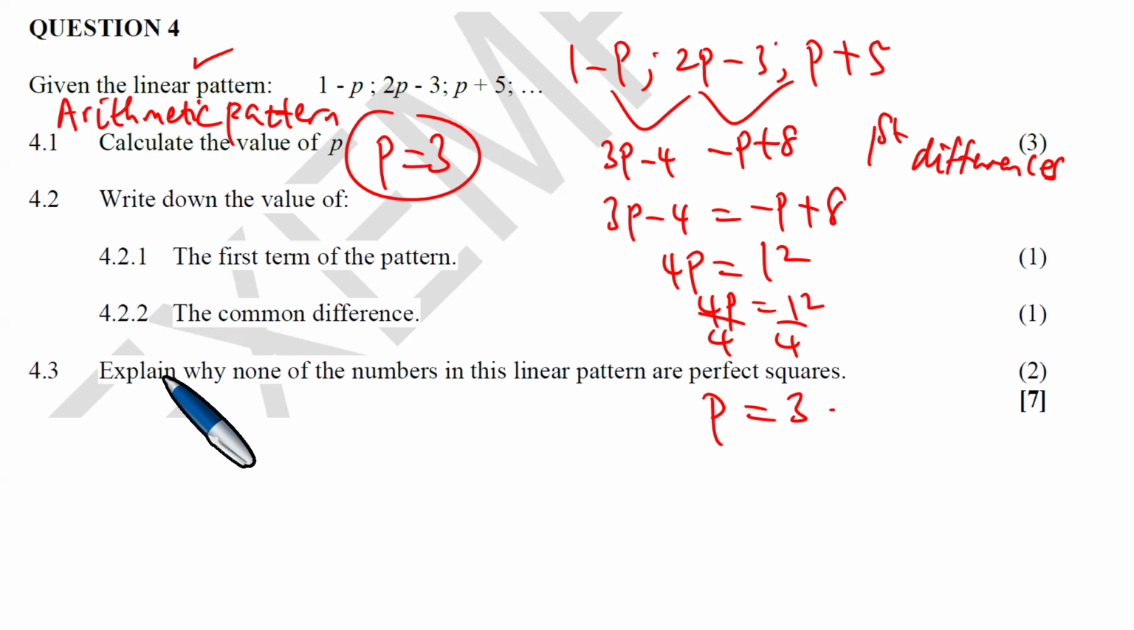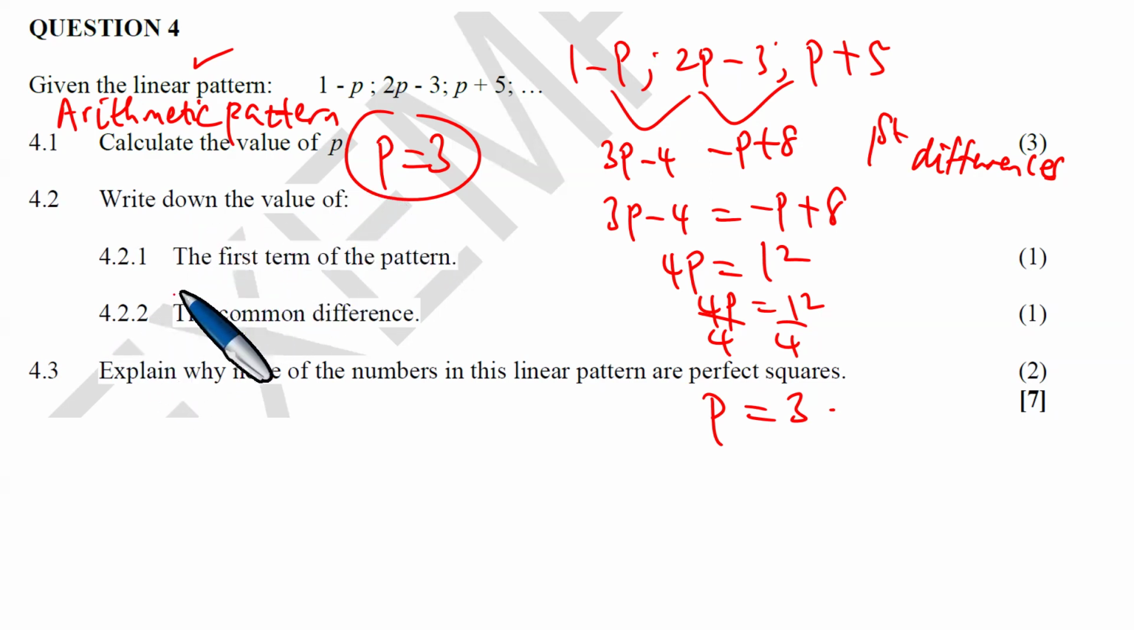All right, so we continue. Obviously, we calculated the value of p, and we can see that p equals 3. So we have p equals 3 here.